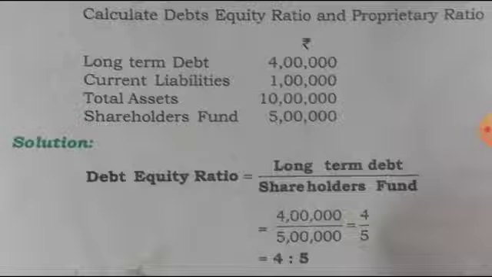So let us see the formula. Debt equity ratio is equal to long term debt divided by shareholders funds. So long term debt is equal to 4 lakhs divided by shareholders funds is 5 lakhs. So 4 by 5, that is 4 is to 5.